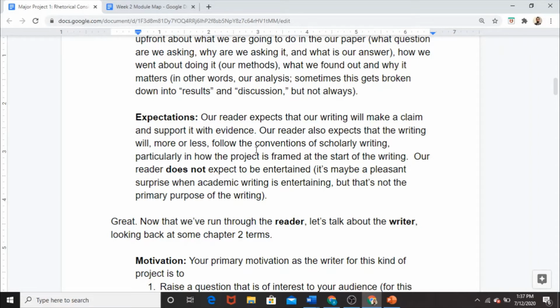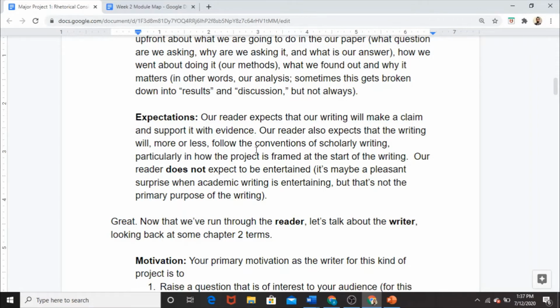They don't expect to be entertained. I think this is an important point to note that, often in our everyday reading and writing, entertainment, however you want to define that, is sort of a thing that we tend to value. It's a bonus if it's pleasant to read the piece, or if the academic writing has an entertaining component to it, but that's not the primary purpose, and you don't want to let that distract you from the bigger goals that you're trying to hit. So that's kind of thinking through the reader.